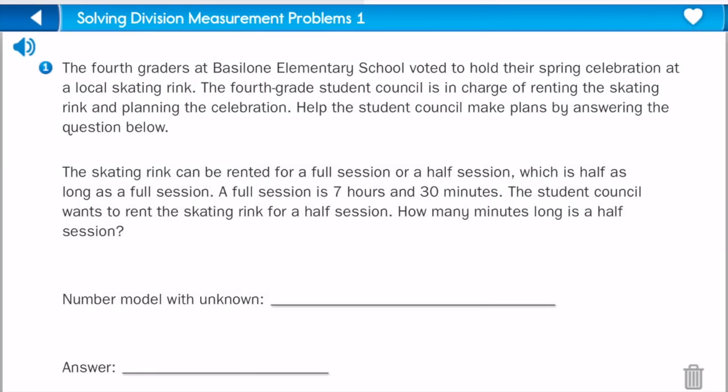Good morning. Today we're doing lesson 7-8. We're going to be learning about how to solve division measurement number problems. Solve division measurement problems. 1.